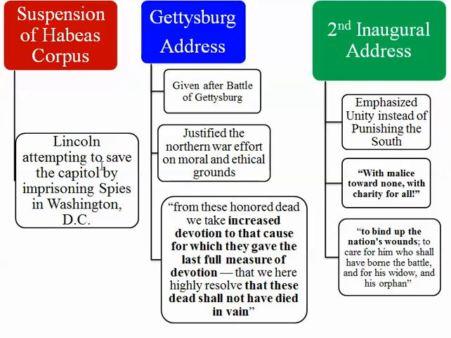So let's look at these three pieces of evidence. Suspension of habeas corpus. Lincoln attempted to save the Capitol by imprisoning spies in Washington, D.C. by suspending their habeas corpus. Emergency powers of the president. Gettysburg. Given after the Battle of Gettysburg, it justified the Northern war effort on moral and ethical grounds. We owe it morally and ethically to these dead soldiers to let their life mean something. Don't let them die. Don't give up. Don't let them die in vain. Let's not give in to this popular sentiment. Let's finish this war.